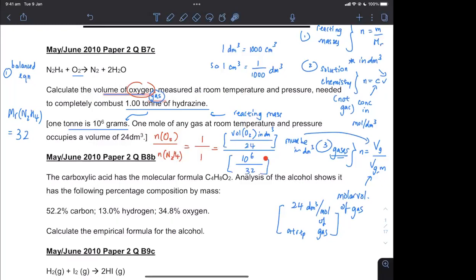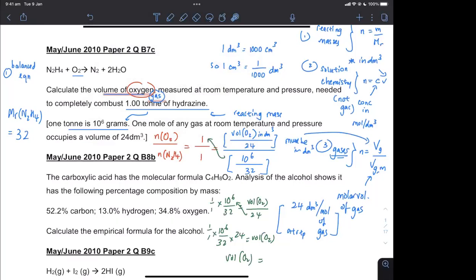Now, this is your mathematics. Make this the subject. This is the beauty of this method, which I have been using my entire life. So that is 1/1, doesn't change on that side. 10 to the 6 divided by 32 equal to the volume of O2, this is in dm cubed, divided by 24. Move up the 24 to the other side. So you just rearrange your equation first instead of pressing your calculator and wasting time. Guess what? This is one step, and I get the whole thing by solving the mathematical equation.